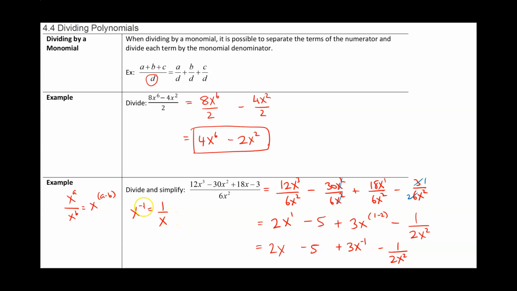To make this exponent positive, you flip it to the denominator and it becomes positive. So I'm going to rewrite this as 3 over x. And this is my final answer. Remember that we cannot write any answer with negative exponents.